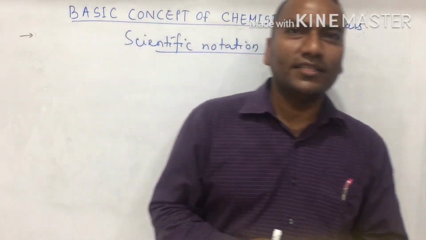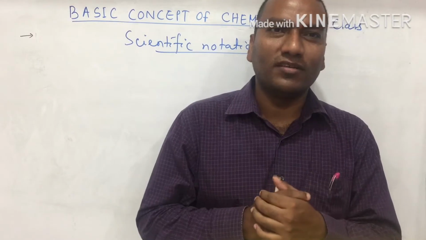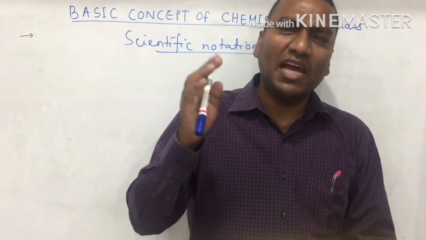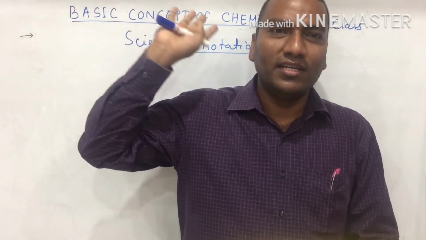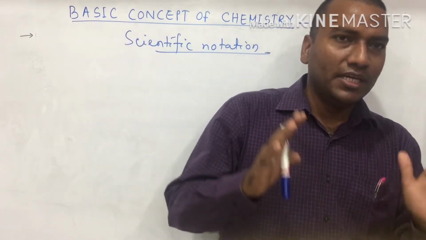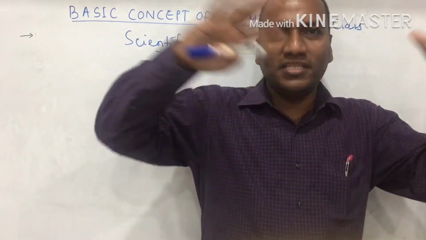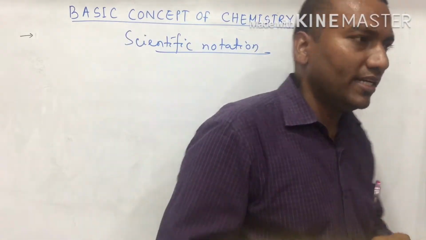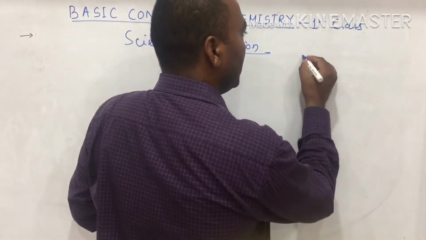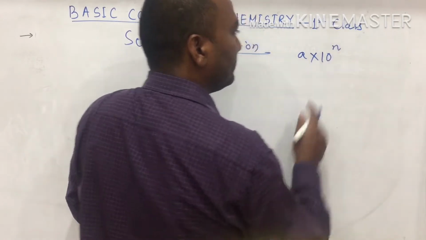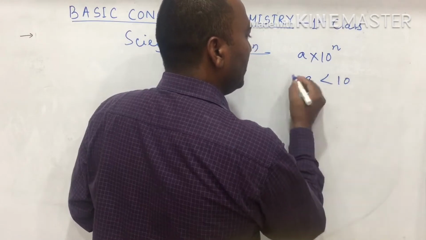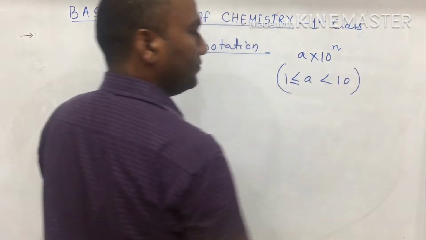Similarly, if I ask what is the mass of an electron? Sir, electron is very small, I have never seen it, and its mass is 0.00, like 30 zeros will come, after this 91 something kg. So it is a very, very small number. So very big, very small, all these data, how can you write in one format? The scientific notation format is a into 10 to the power n, where a is greater than or equal to 1 and less than 10.